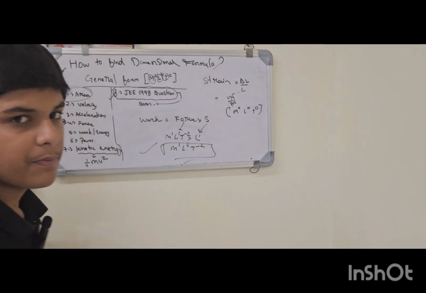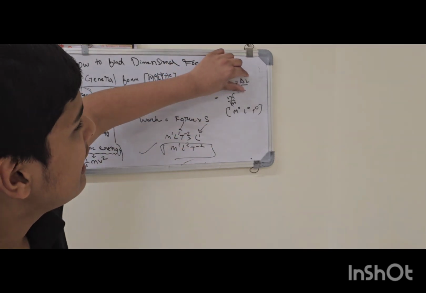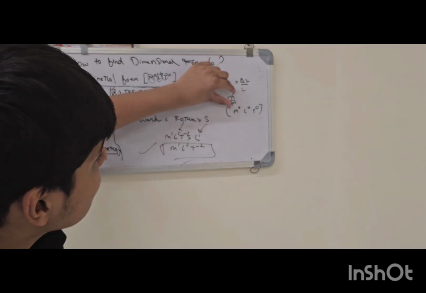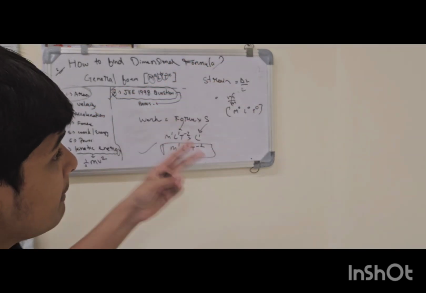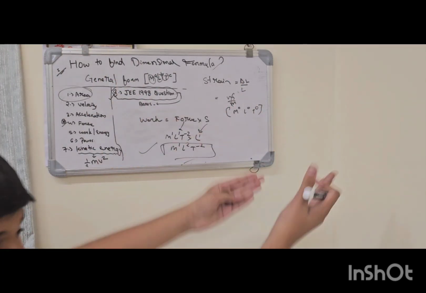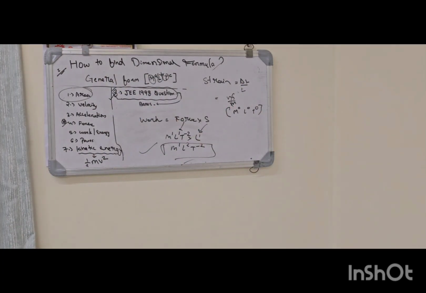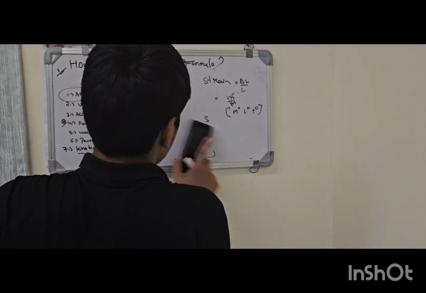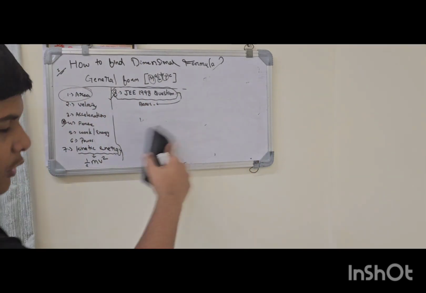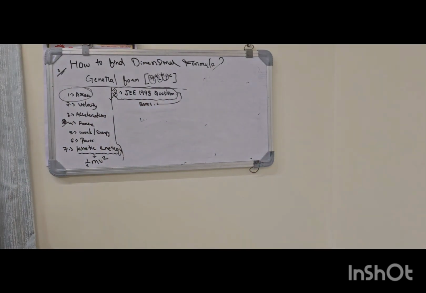Okay, simple. What did I do here? Delta L, L is still in meters. Both are meter only. Meter cancels. M^0 L^0 T^0. Okay, so this is done. So simple, you have to do it like this. Okay, so next one is what?